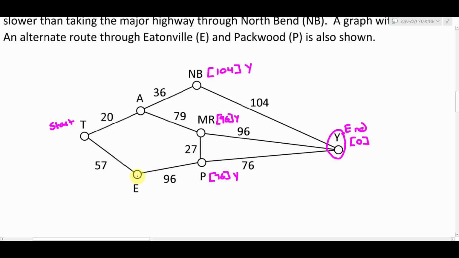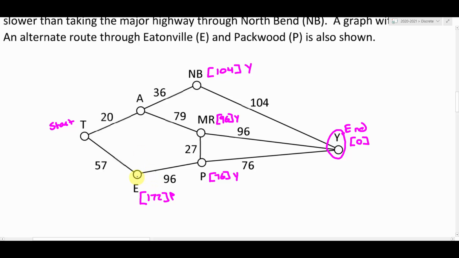Right? So I have 2 of them. I have E and I have MR. Okay? So let's do E first. We want to calculate its distance from the end. Well, its distance from the end would be 96 plus the 76 that it took to get to P. So I do 96 plus 76, which gets me a total time of 172. And I'm going to mark that with a P since I came through P.